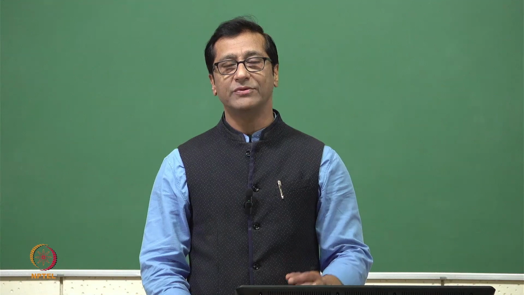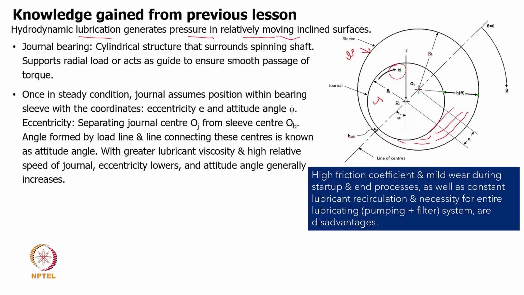Initially, the shaft center will be vertically down from the bearing center. Even in starting, it will move against this because the fluid offers some sort of resistance, and OJ will turn out to be here. But in a steady state condition, OJ turns out to be on this side, and this is what we call a stable condition.